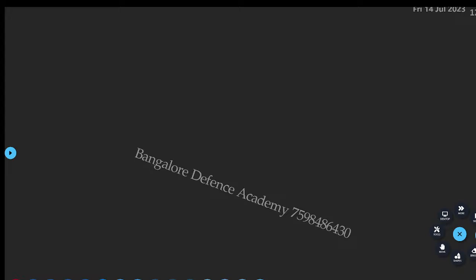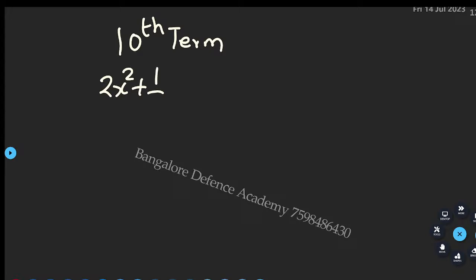Write down: find the 10th term of 2x square plus 1 by x to the power of 12. Just write down the question, I'll do it on the board, then you can proceed.